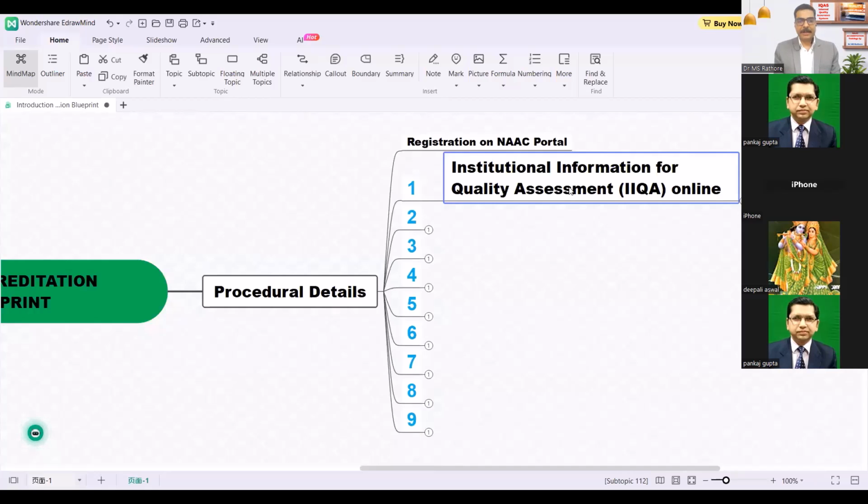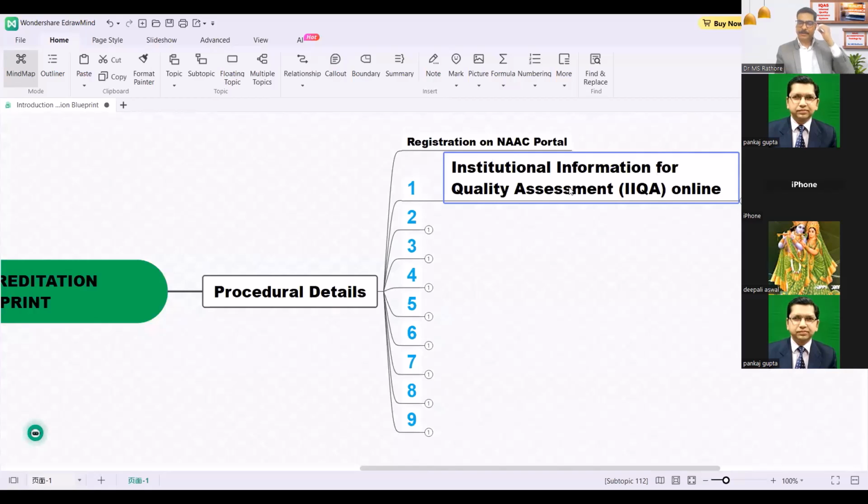IIQA is the abbreviated name. Now what is this IIQA? IIQA is the process. Previously, it was known as the letter of intent. Letter of intent means the institution used to give a letter to NAAC saying that yes, we are ready for NAAC accreditation, and please send us the proforma. So NAAC used to send the proforma, the institution did the things, and the peer team used to visit. Before 1st July 2017, it was known as the letter of intent, but afterwards it is known as the IIQA.